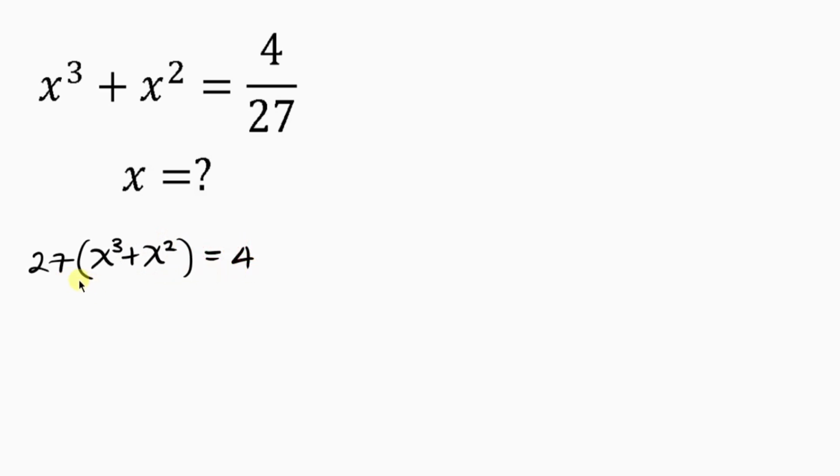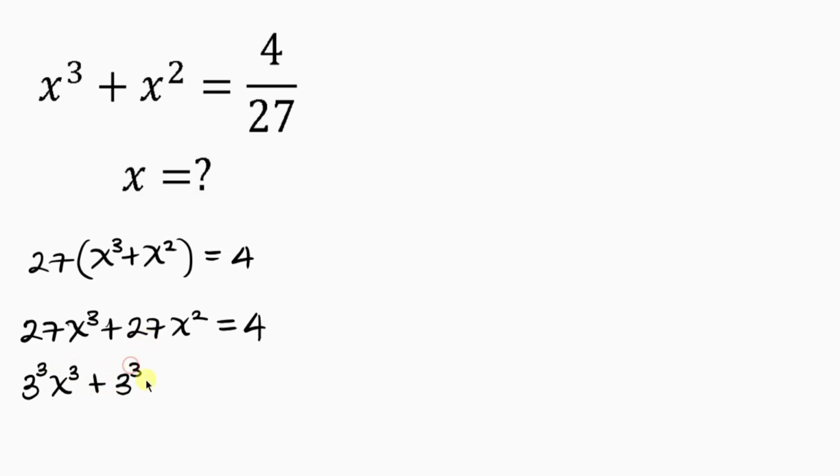Now let's go ahead and expand this bracket. So expanding, we have 27x to the power 3 plus 27x to the power 2 equal to 4. Now let's focus on this 27. 27 can be written as 3 to the power of 3. Then I have x to the power 3 plus, this is 27, which can be written as 3 to the power of 3, times x to the power 2 equal to 4.